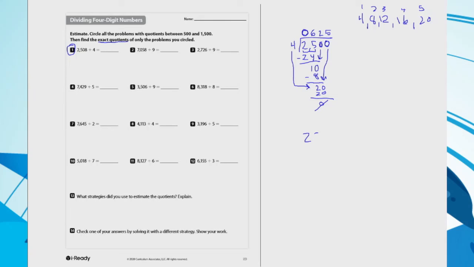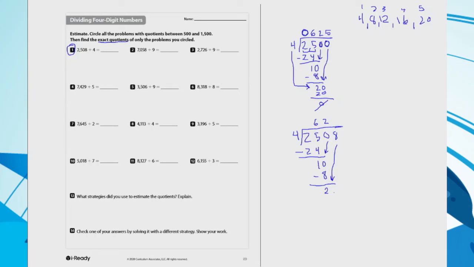So 2,508 divided by 4. So the early parts of the division don't change. We know 4 goes into 25 6 times because 6 times 4 equals 24. And then 25 minus 24 is equal to 1. So we can bring this 0 down. 4 goes into 10 2 times. We solve that up here because 2 times 4 is equal to 8. So 10 minus 8 is equal to 2. Bring this down. Or 8 down.